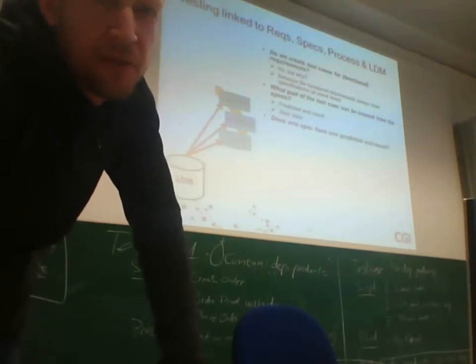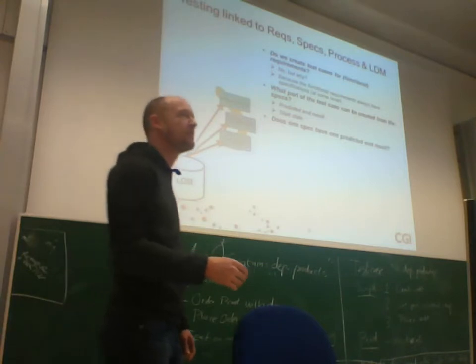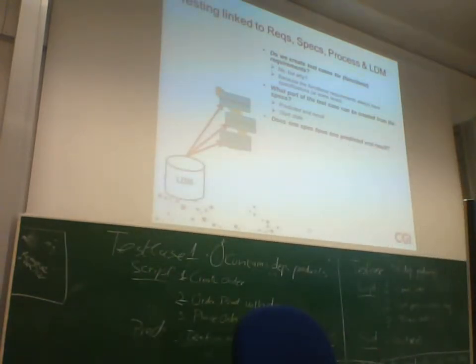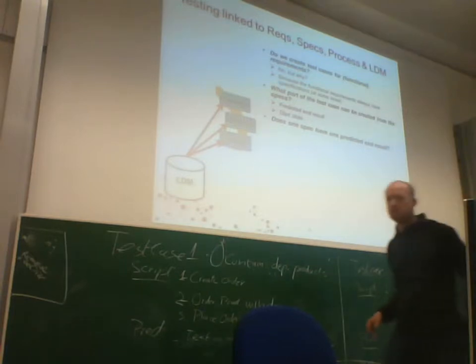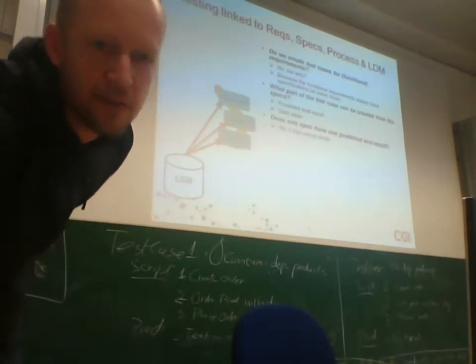Now, another question. Does one specification have one predicted end result? Yes or no? No. Who said that? You said that. Right. With the deposit example, where you get a message or something, the end result is either a message or no message, which are two ends. Correct. You can specify one or more results. Yes, exactly.